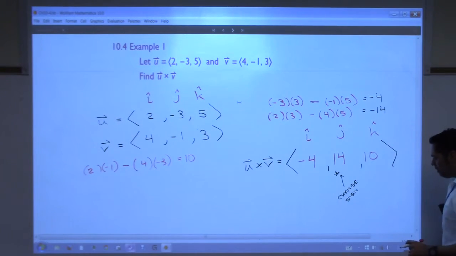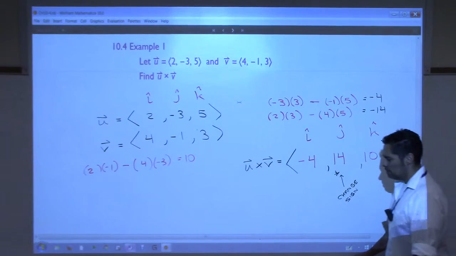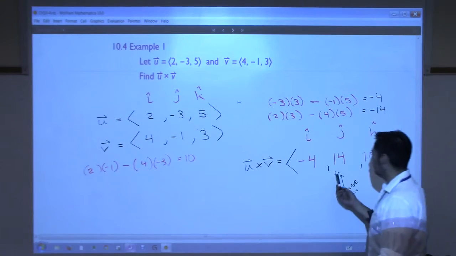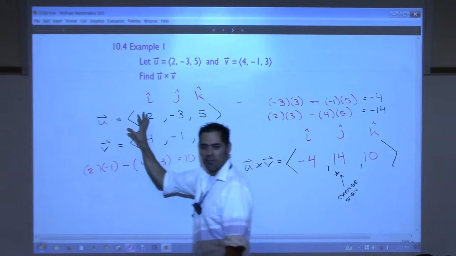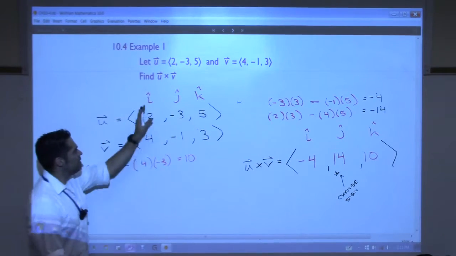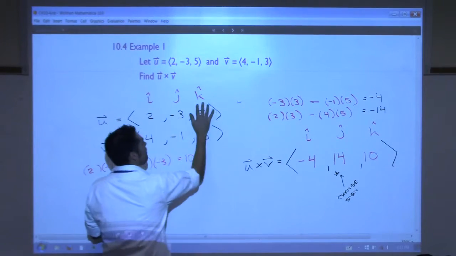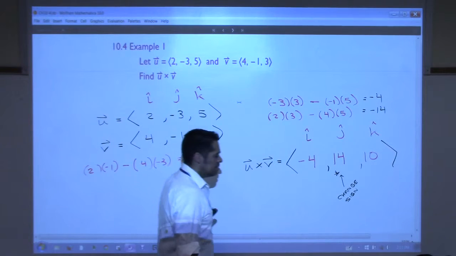If you've never done cross products before, you will get faster and faster with these as time goes on. Just be careful. You don't want to forget that negative part, or accidentally cover up the wrong column. You're trying to find the i over here, and you come over here and cover up k for some reason. Just be careful.